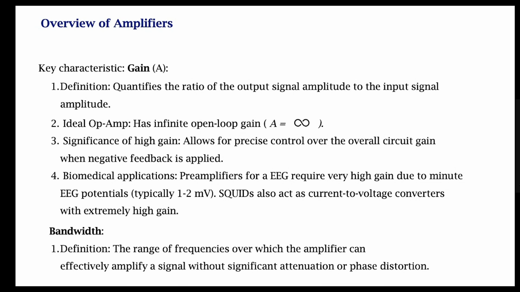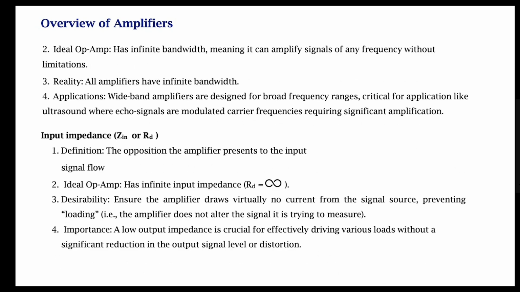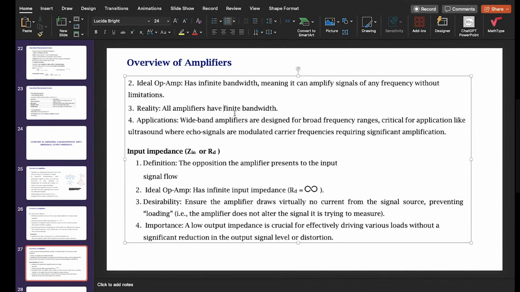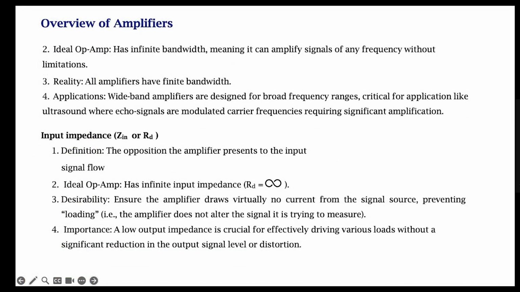For example, an ideal op-amp will have an infinite bandwidth, meaning it can amplify signals starting at DC to very high frequencies, but practical op-amps don't have infinite bandwidth. That is, all amplifiers have finite bandwidth. That's actually wrong if it says all amplifiers have infinite bandwidth. All practical amplifiers actually have finite bandwidth.